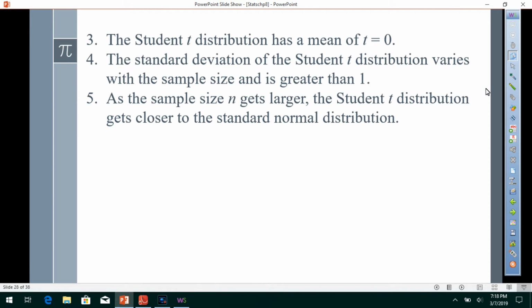The student t distribution has a mean of t equals 0. The standard deviation of the student t distribution varies with the sample size and is greater than 1. As the sample size n gets larger, the student t distribution gets closer to the standard normal distribution.